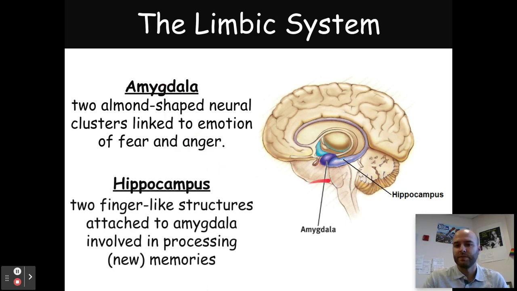The hippocampus, this is this finger-like structure that kind of bends around here in the light blue. It's attached to the amygdala, and it's involved in processing new memories. So if you think about that, some of our strongest memories come from fear or anger, right? And that's because those two are attached.